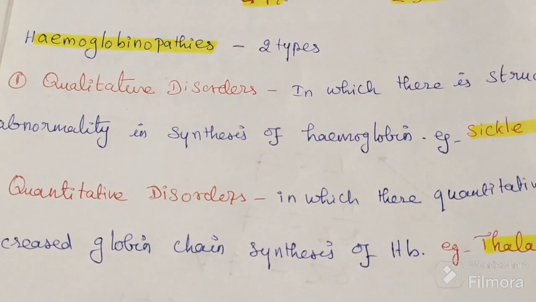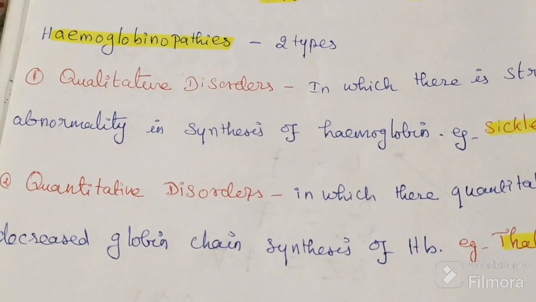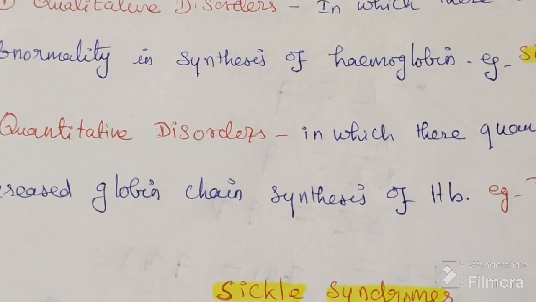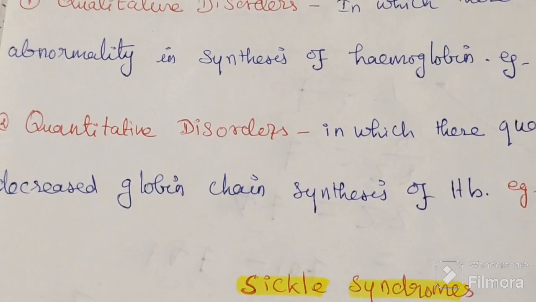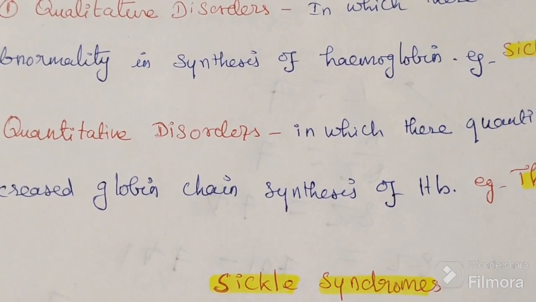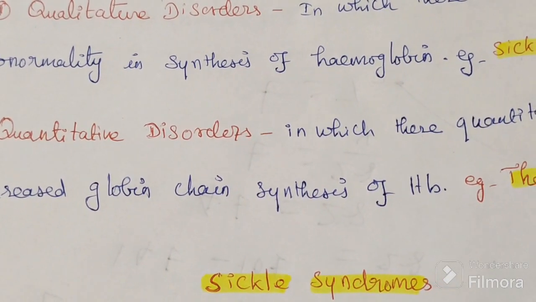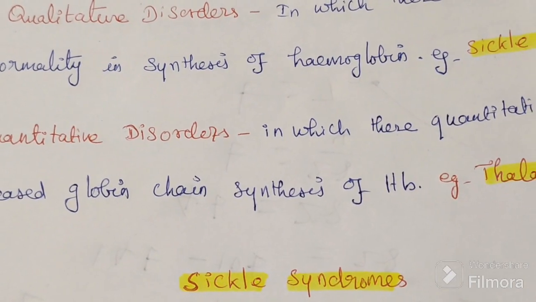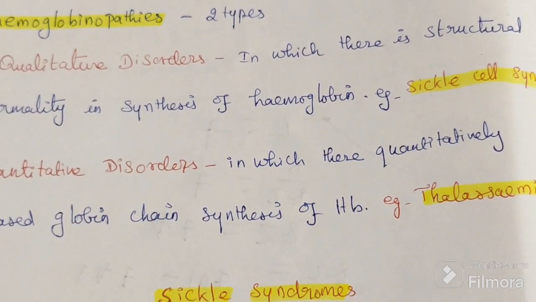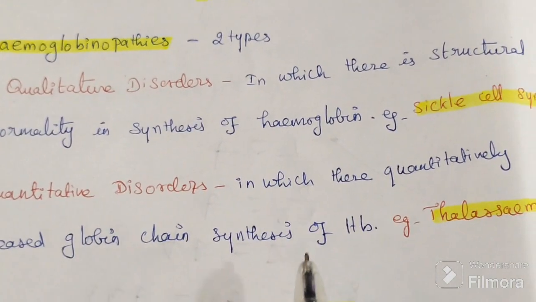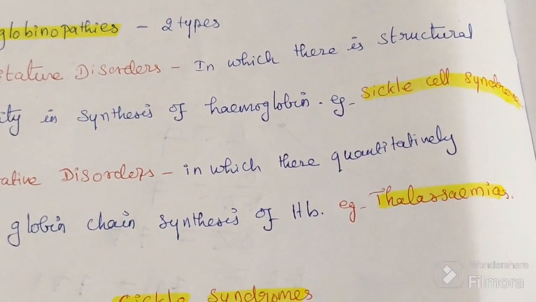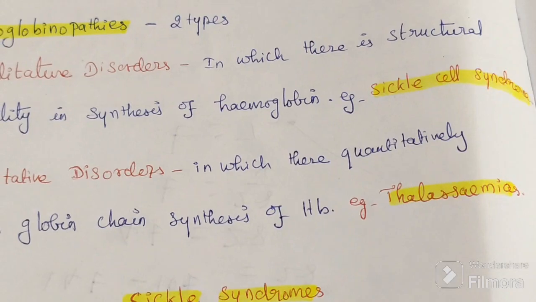The second type of hemoglobinopathy is quantitative. Here the problem is in the quantity, the amount of hemoglobin or globulin is reduced, the synthesis is decreased, although structurally it is normal. The best example here is thalassemia.